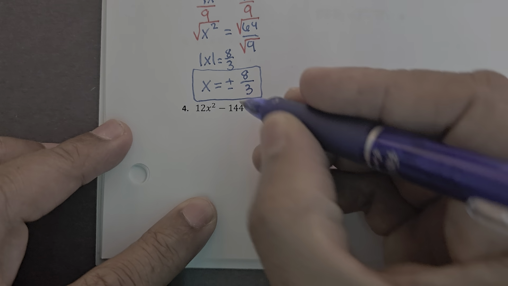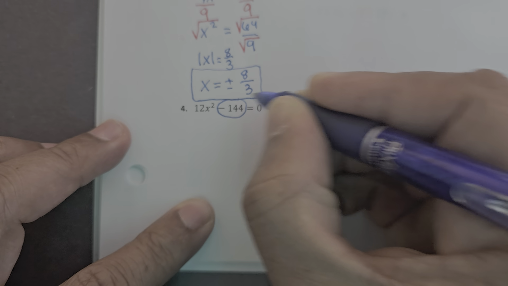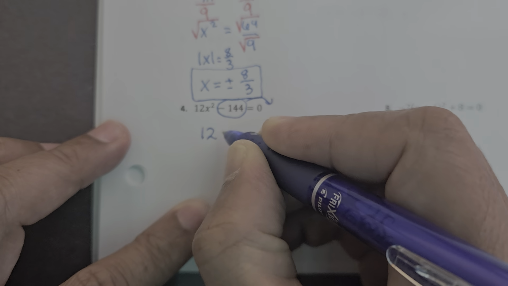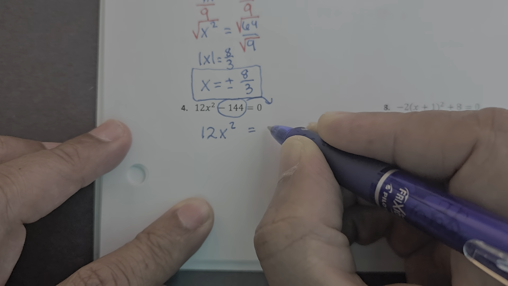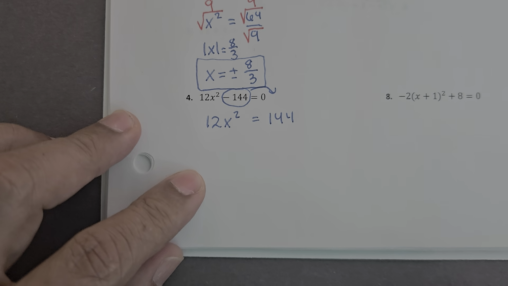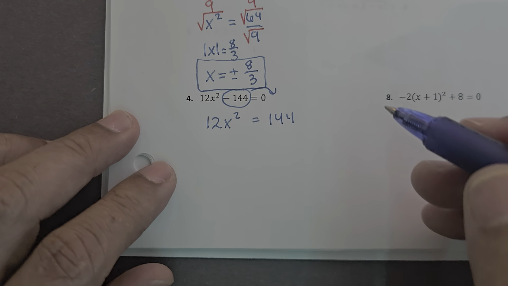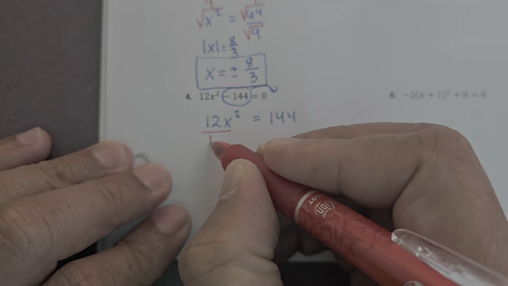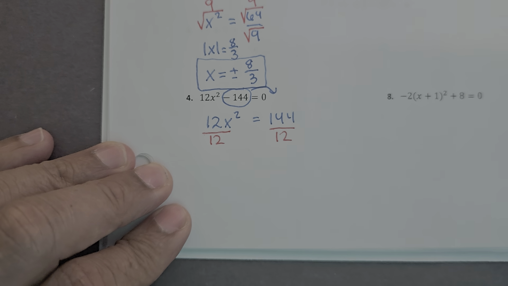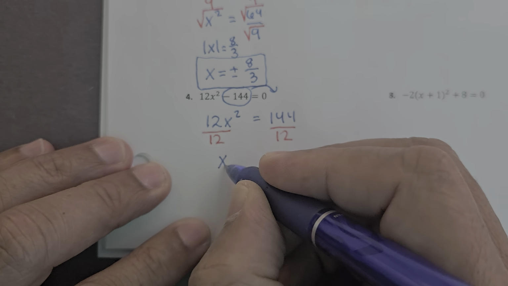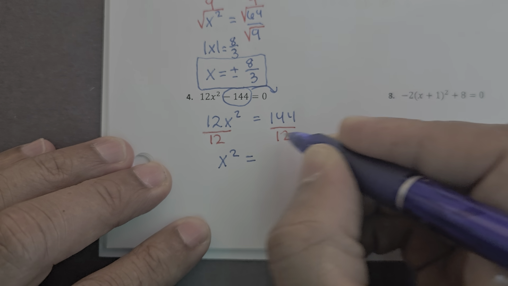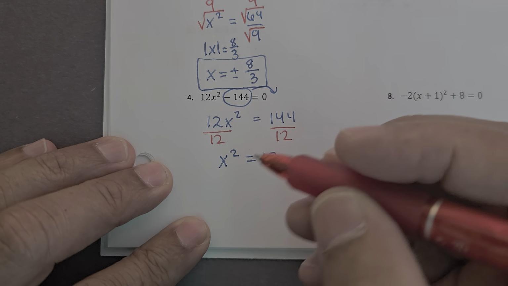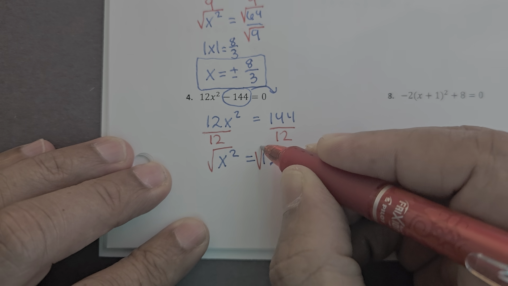Example number 4, I'm going to move this -144 to the other side, which means it's negative on this side, becomes positive on that side. So then we have 12x squared equals 144. Again, in general, what we do is we divide by this 12 on both sides of the equation. So then that gives us the x squared isolated on the left side of the equation, and 144 divided by 12 is equal to 12. So then we take the square root.